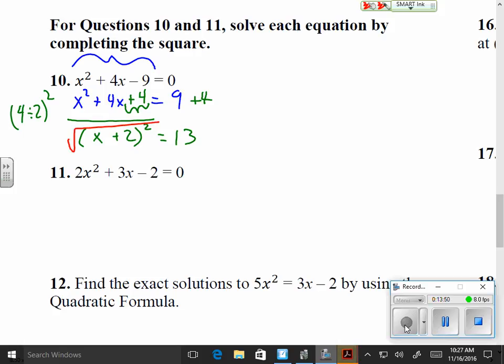Now I take the square root of both sides. I get x + 2 equal to the square root of 13. And subtract 2, that'll be plus or minus. So x equals -2 ± √13.